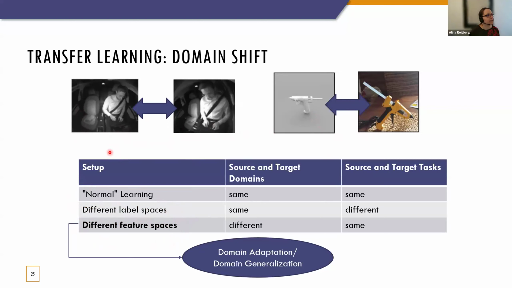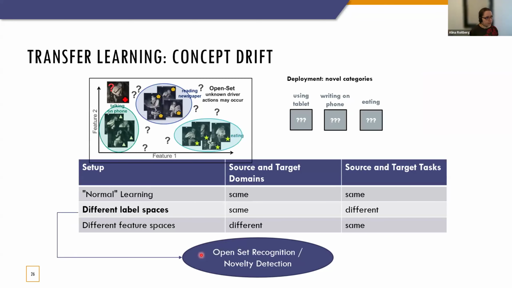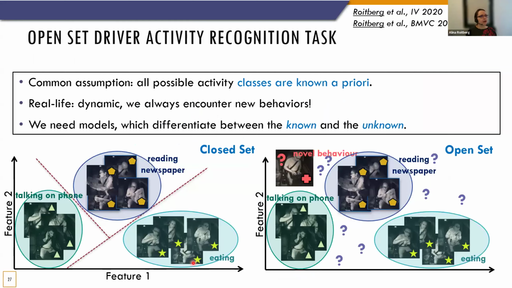So this is when we talk about the task of domain generalization or domain adaptation, or if we have different label spaces, we commonly talk about the so-called concept drift. And this is where we come into the topic of open set recognition and novelty detection. And this is something I want to talk about now.